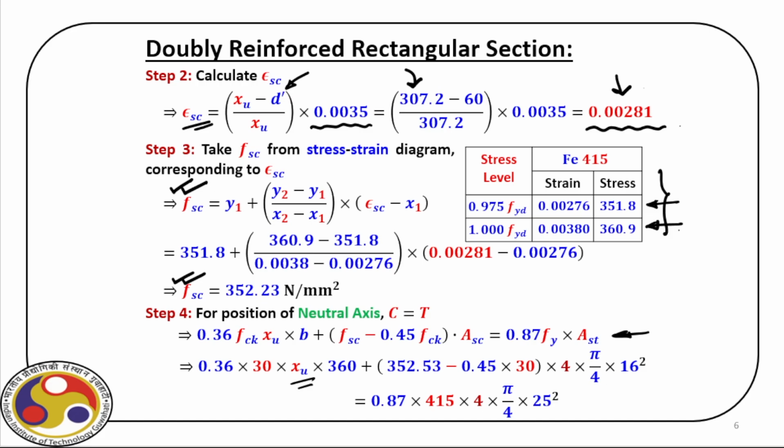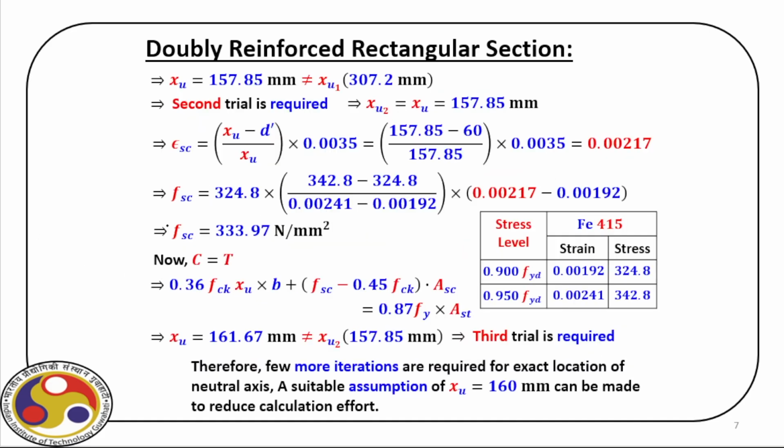That we'll do in a minute, but the procedure is very simple. So ultimately what we get is the XU, which is 157.85. Obviously, this is not the first estimate of 307.2. So then we go for the second trial, and we assume that this new value of XU is the XU2, and then repeat the same procedure.